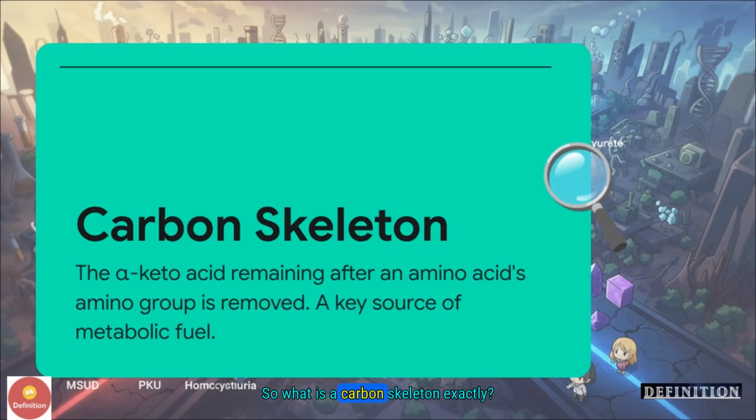So, what is a carbon skeleton exactly? Well, it's just the alpha keto acid that's left over after an amino acid is done with its job and its amino group has been removed. The key thing to get here is that this is not waste. It's a super valuable and versatile building block, all ready for its next mission in the body.